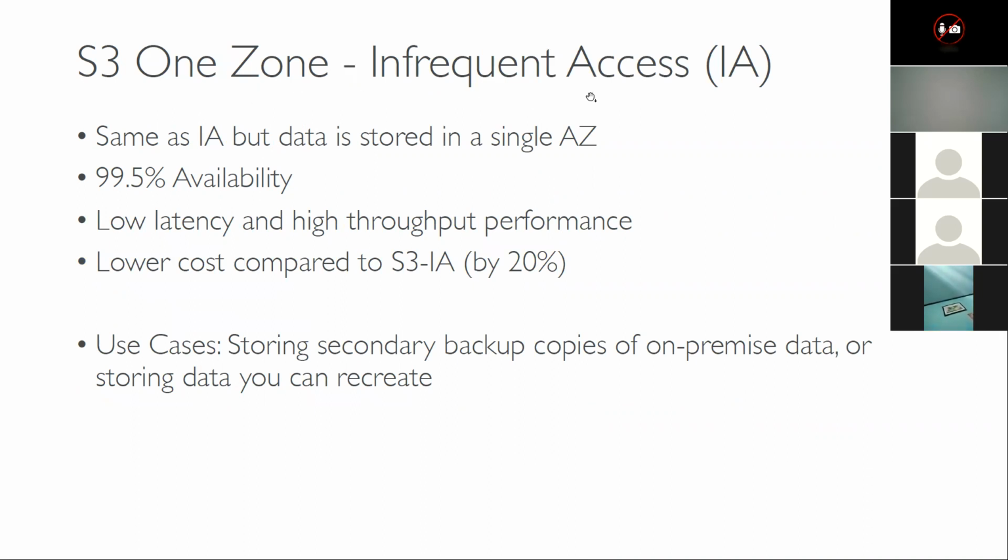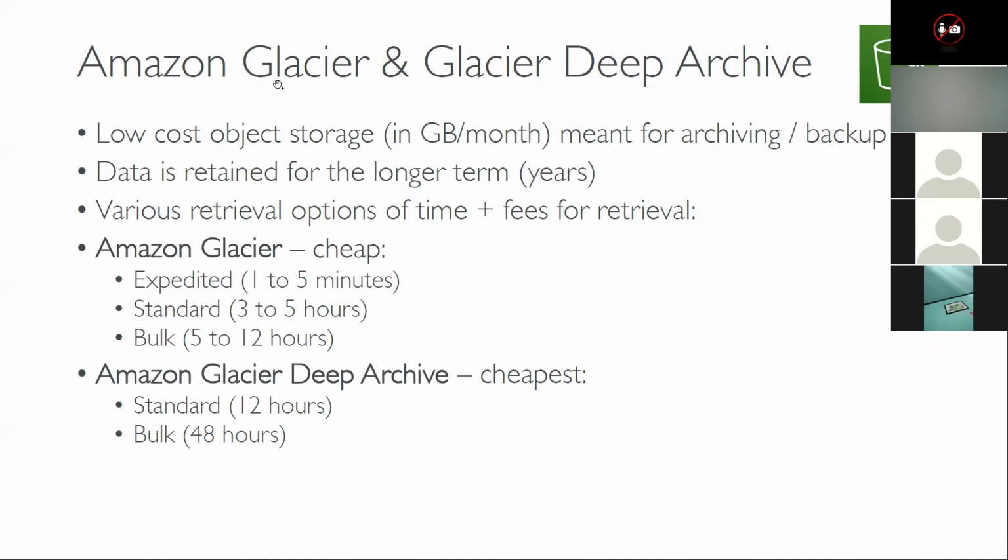Then there's one zone infrequent. Same as IA but data is stored in a single AZ. That means if your AZ has a brown out, goodbye data. But it doesn't really brown out; I have never experienced it. It promises a 99.5% availability SLA. Low latency, high storage throughput. This is the cheapest one, 20% lower cost compared to S3 infrequent. The use case is storing backup copies of on-prem data, let's say your documents that are not really accessed. Next is Glacier cold.